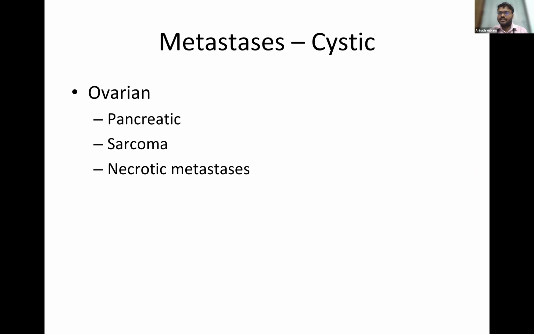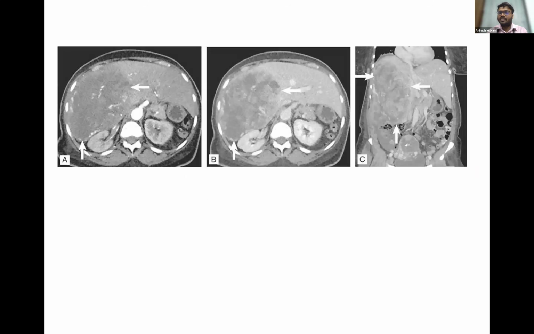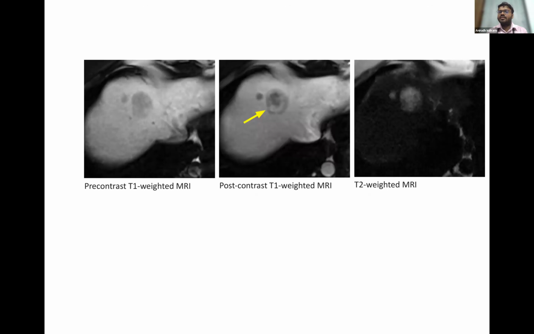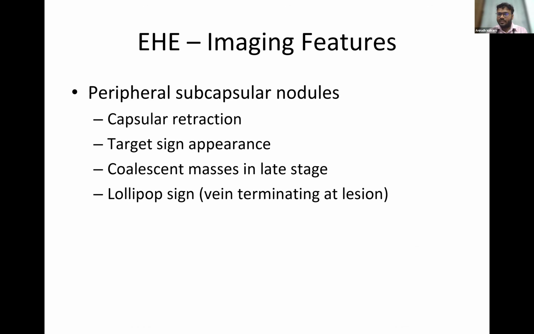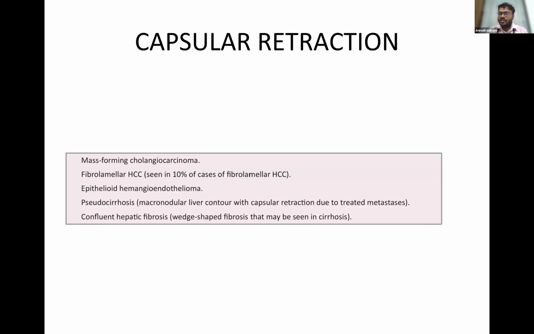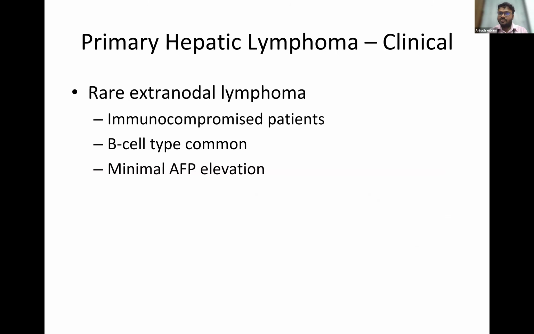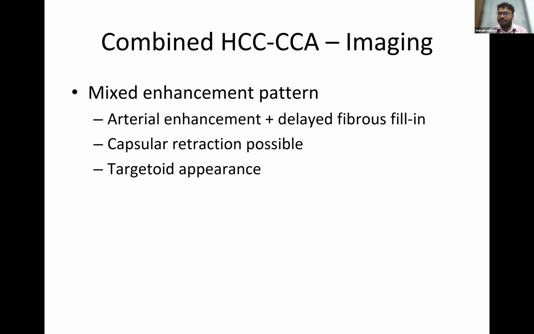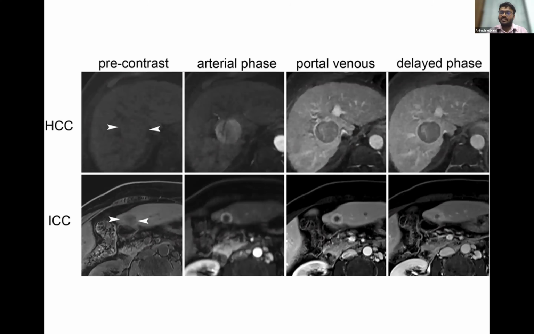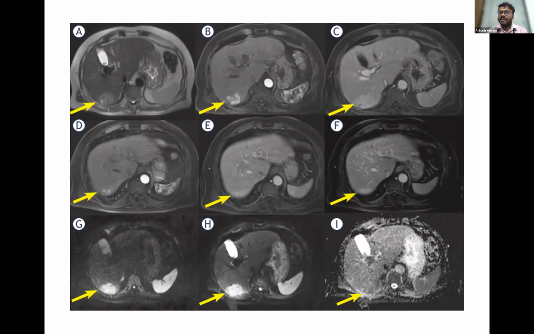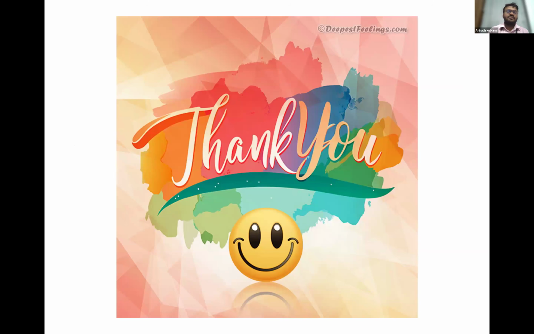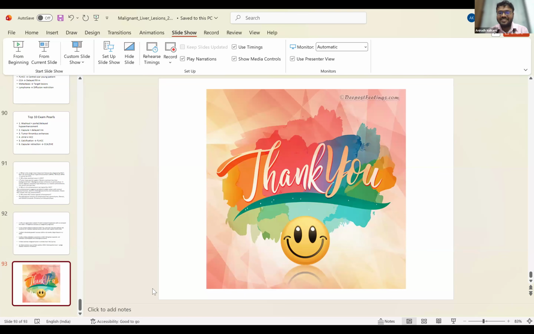These are metastatic lesions, hepatic angiosarcoma, targeted appearance of EHE. This capsular retraction differential diagnosis you should know: primary hepatic lymphoma, then combined HCC and CCA. So thank you so much, and thank you for your patience hearing.